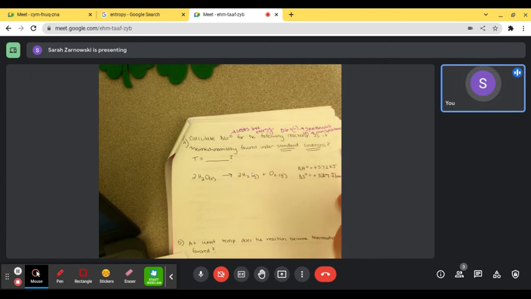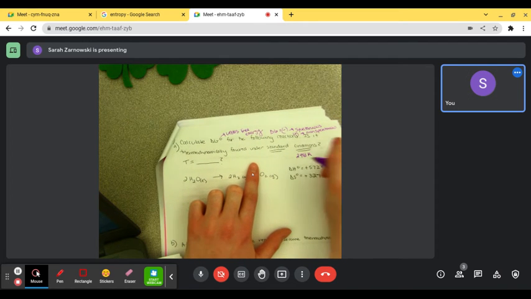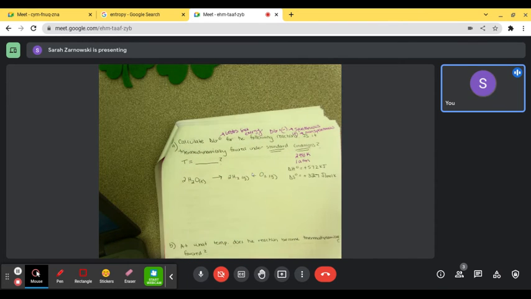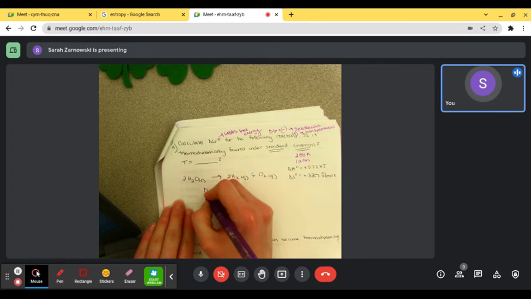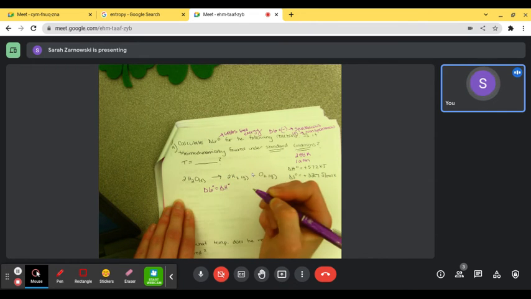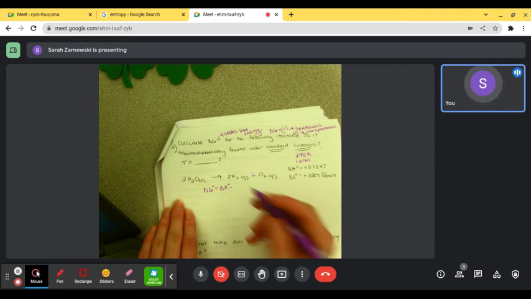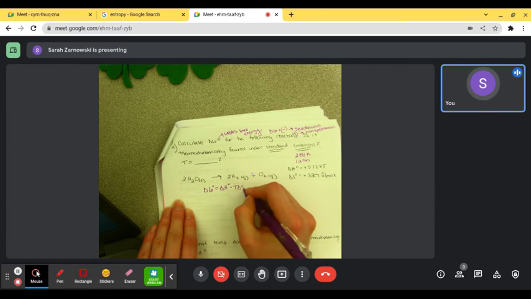standard conditions, what that means is 298 Kelvin, that's a temperature, and it's always at 1 ATM. Those are just standard conditions. So for this problem, you have to use an equation: change in G equals change in H. I like to put little circles after that, which just means it's in standard state. Then temperature times change in S.